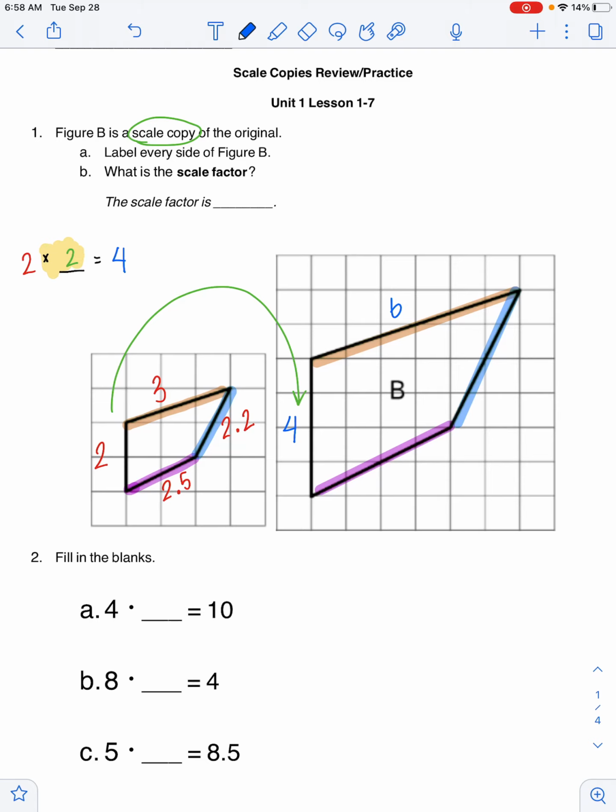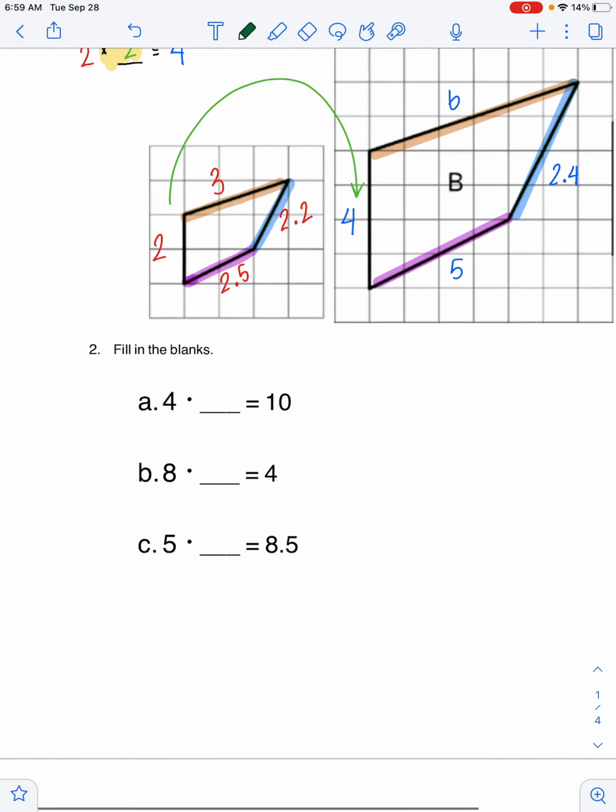So go ahead and pause this video and on your own figure out the length of this purple side and this blue side. So this is also something you could have used a calculator for, but 2.5 times 2 is 5, and 2.2 times 2 is 4.4. So we've done A, we've labeled every side of Figure B, and question B is, what's the scale factor? Well, remember, the scale factor is the number that we multiply all side lengths by to create a scaled copy, and we already figured out that the scale factor was 2.